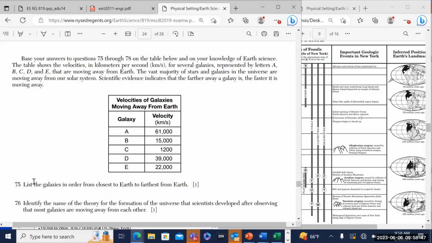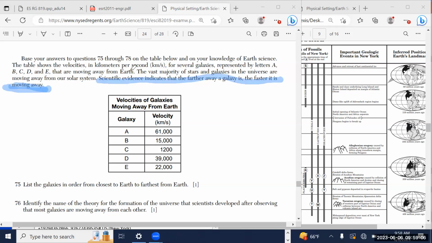List the galaxies in order, 75. List the galaxies in order from closest to farthest, closest to Earth to farthest from Earth. Well, the background reading is stated right here. Scientific evidence indicates that the farther away a galaxy is, the faster it is moving away, right? So whichever galaxy is moving the fastest is the one that's going to be the farthest away. So which one is the farthest? I already know A is the farthest.